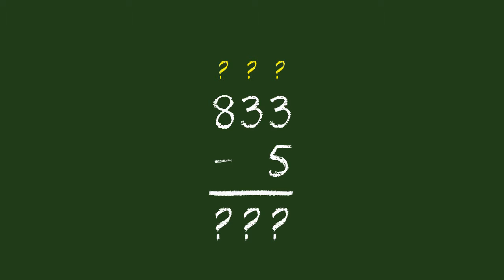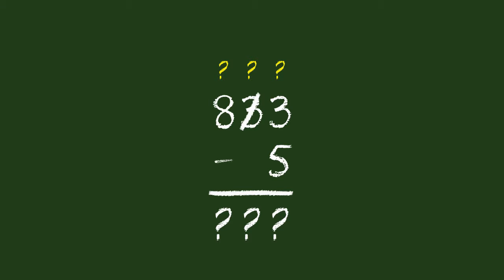In subtraction level 5, we are subtracting a single-digit number from a three-digit number. Here we have 833 minus 5. This isn't a lot different than subtracting a single-digit number from a two-digit number as we did in level 4. We start with subtracting the numbers in the ones column. 5 is greater than 3, so we're going to have to borrow from the 3 in the tens column.